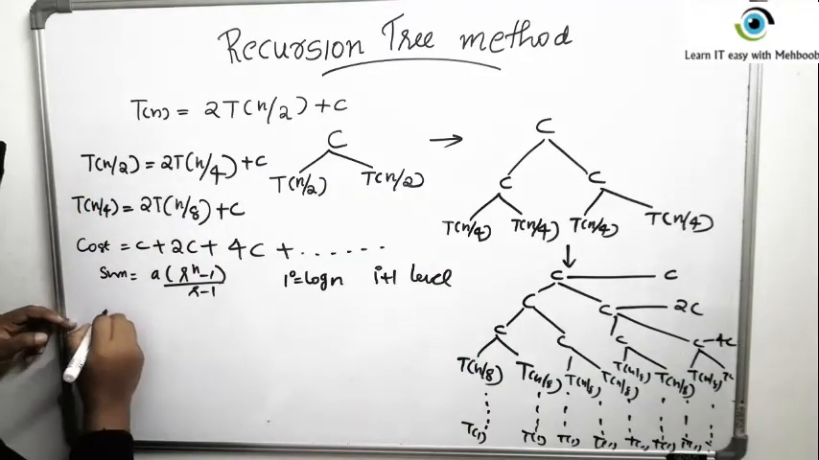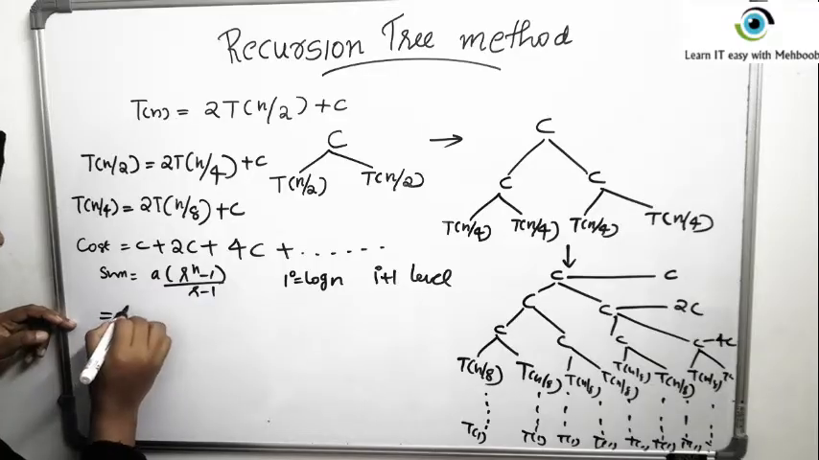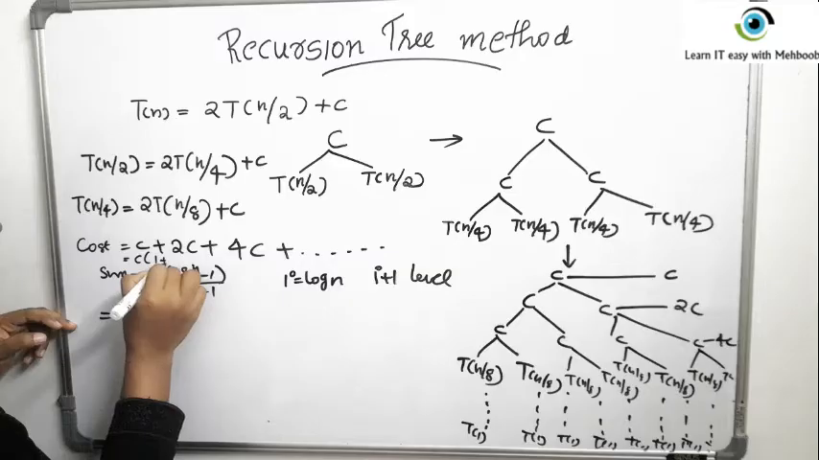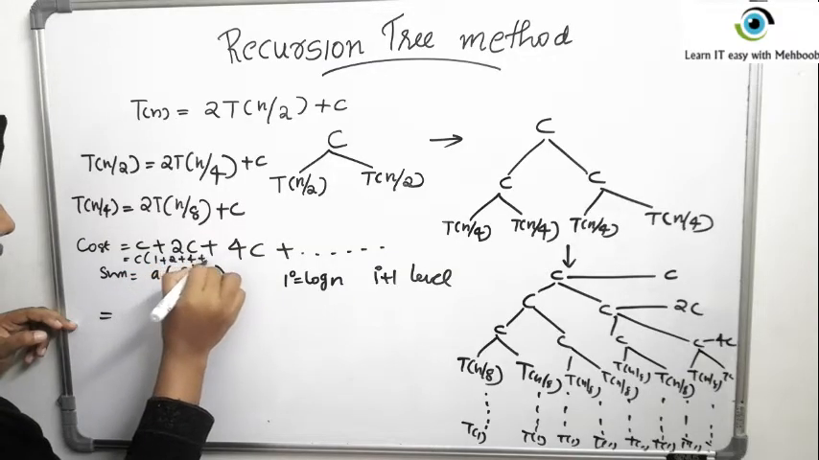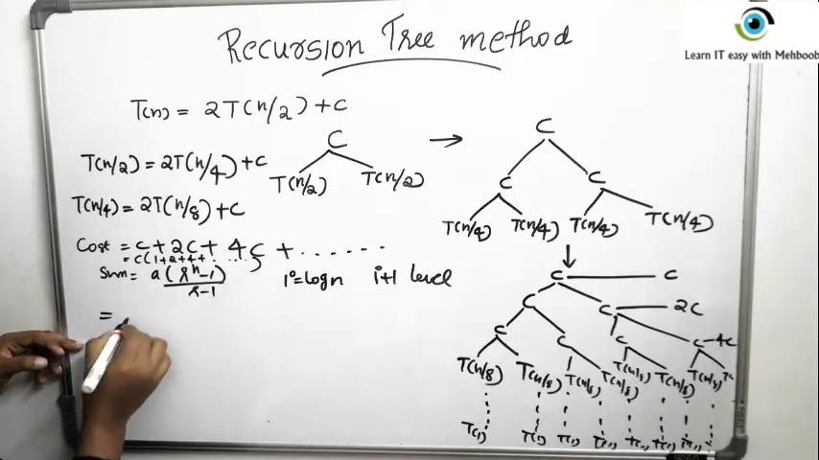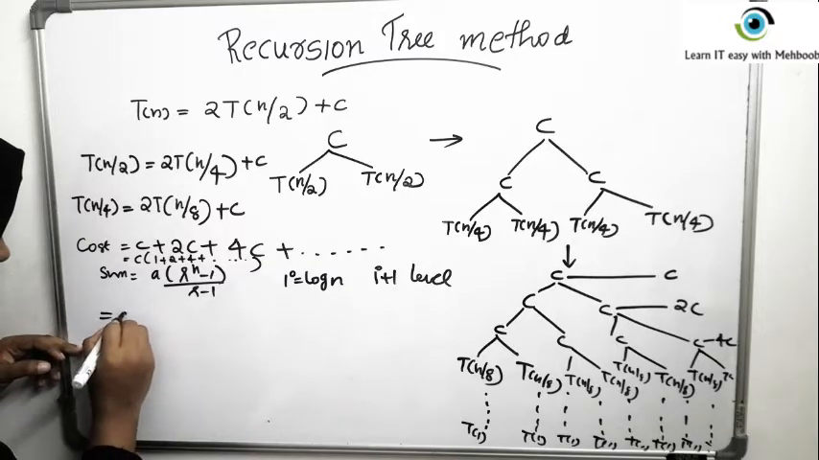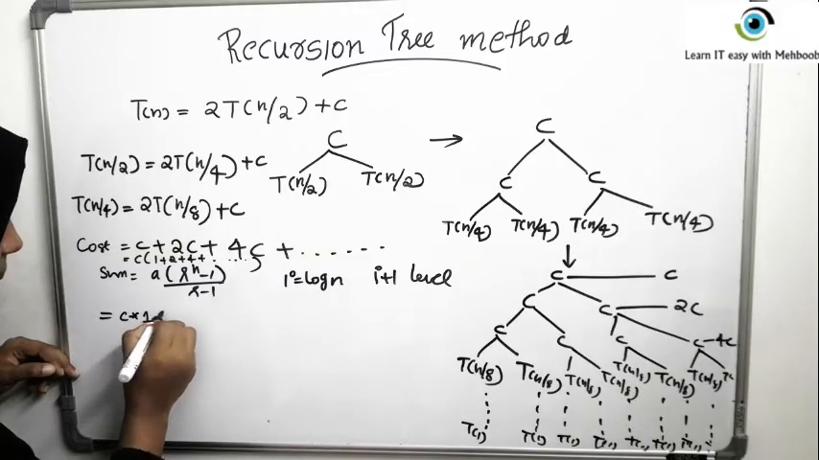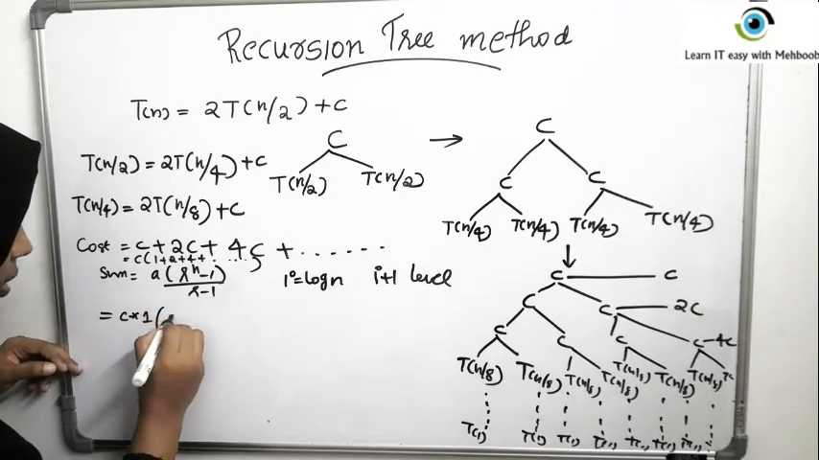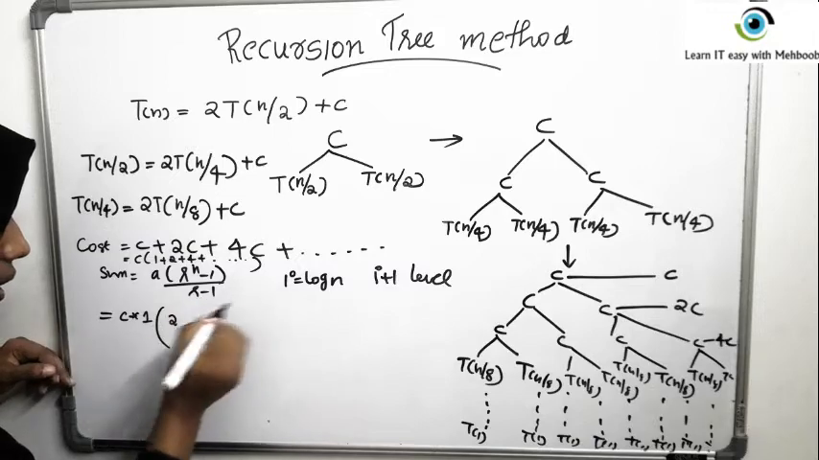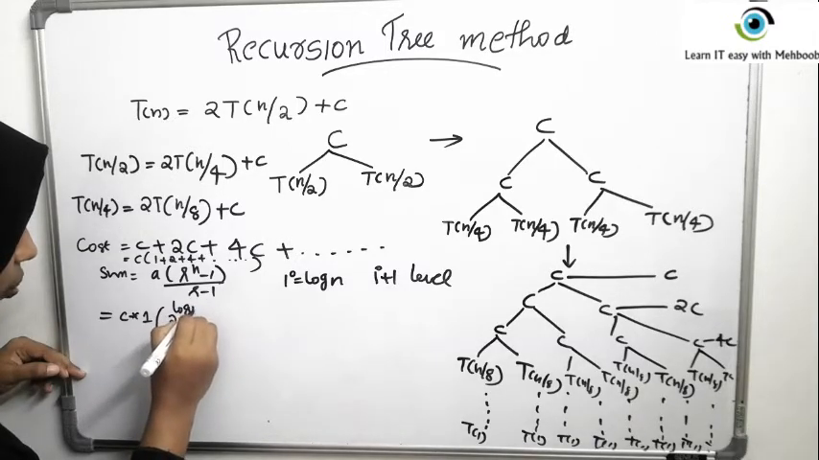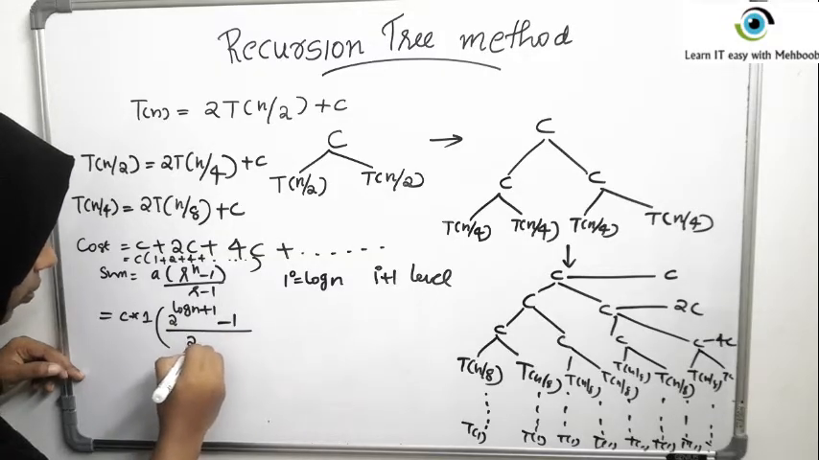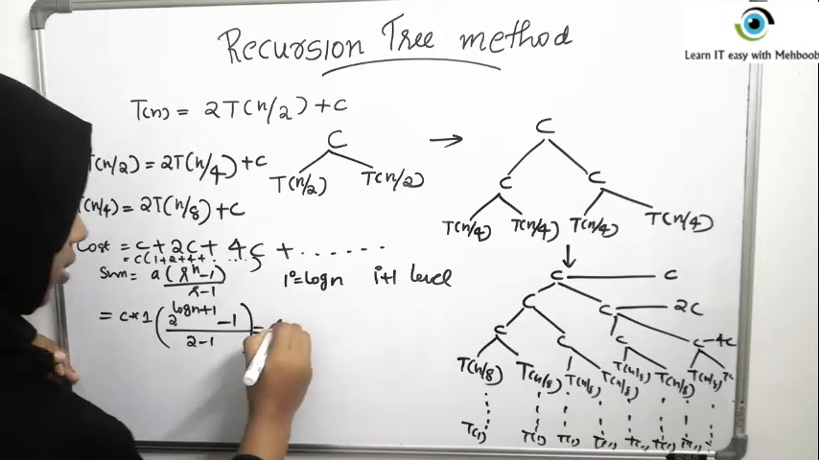So the sum is, A is the first term. If we are taking all these c's out, this will be c into 1 plus 2 plus 4 etc. So the sum is A into, with this c taken out. Now A is the first term, which is 1. Now r is the common ratio 2, and n is the total number of terms, that is log n plus 1. Then minus 1 divided by 2 minus 1. Okay.